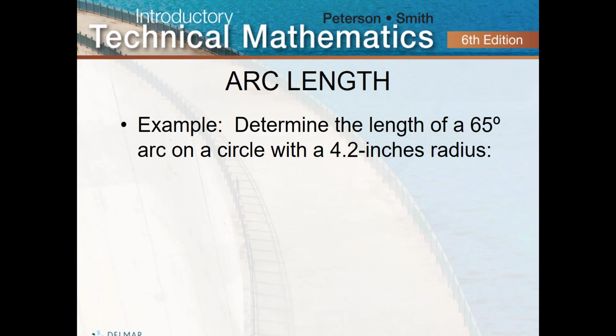So to determine the length of a 65-degree arc on a circle with a 4.2-inch radius. So the setup, 65 degrees over 360 degrees, and then times 2 times 3.14 times the radius of 4.2 inches. All right. So let's see how that looks.